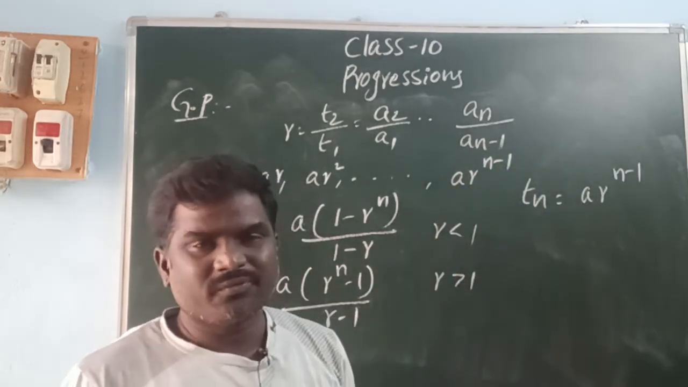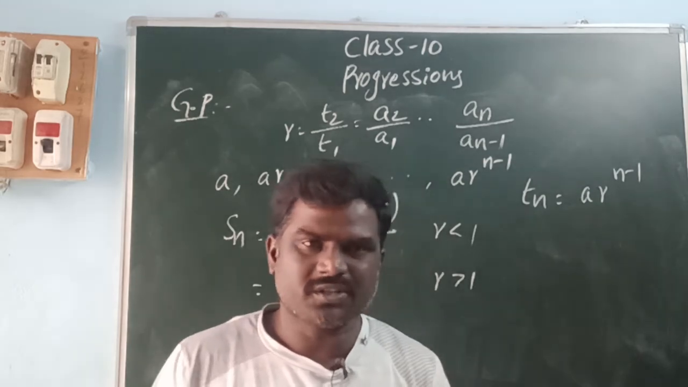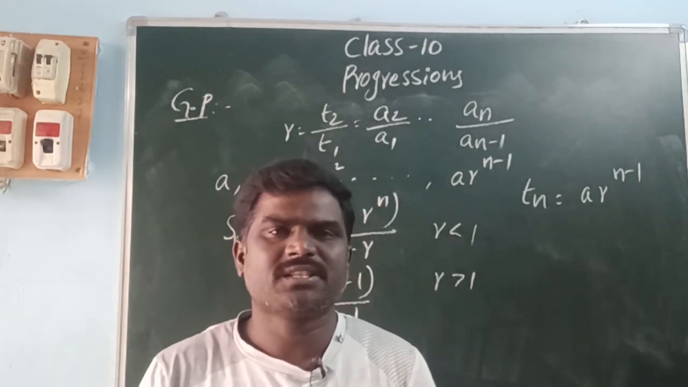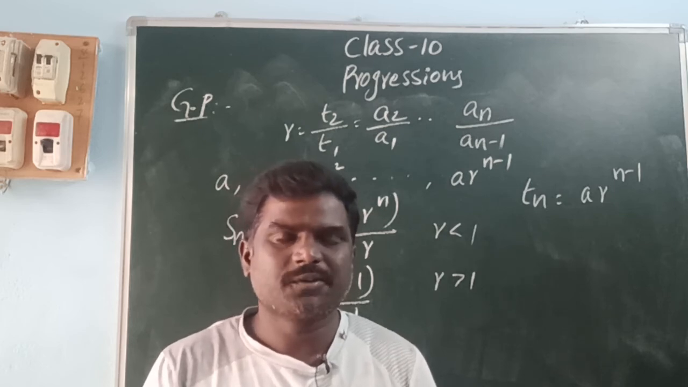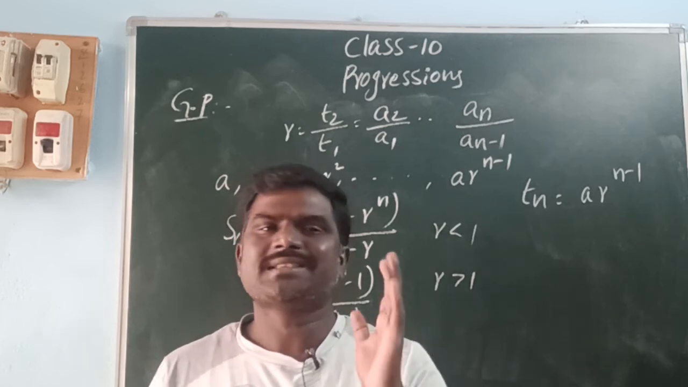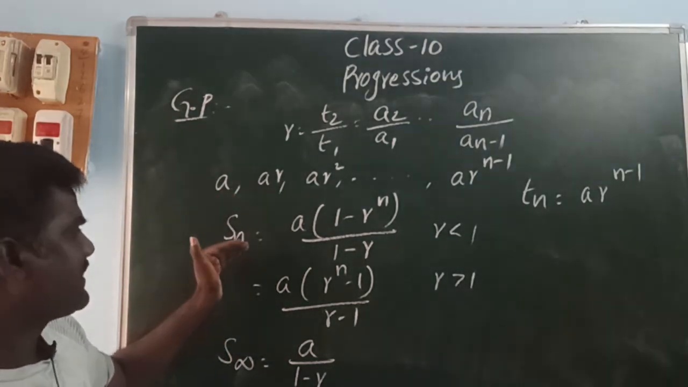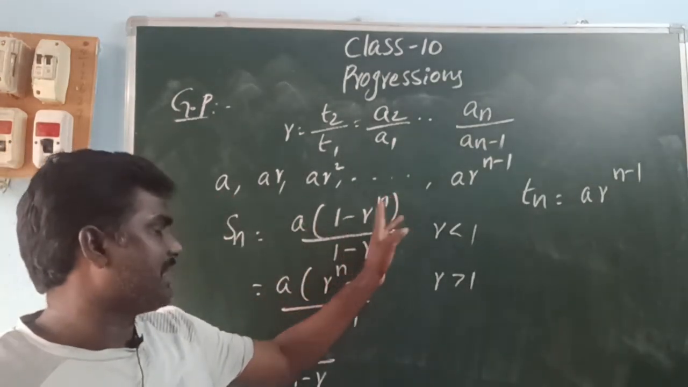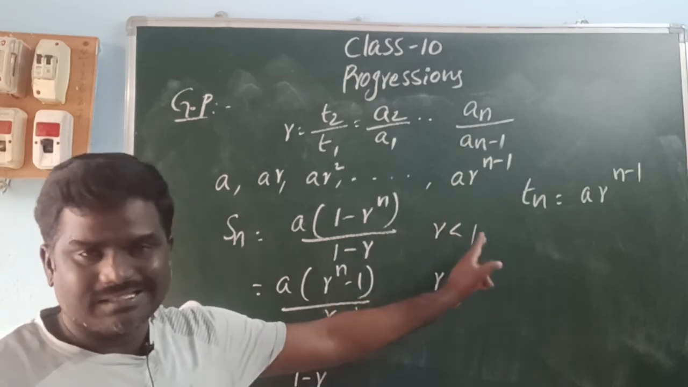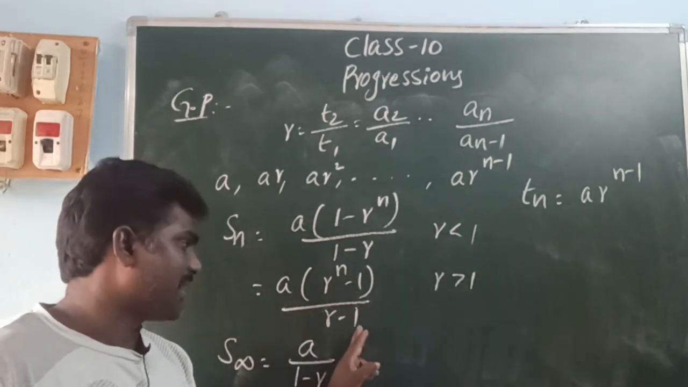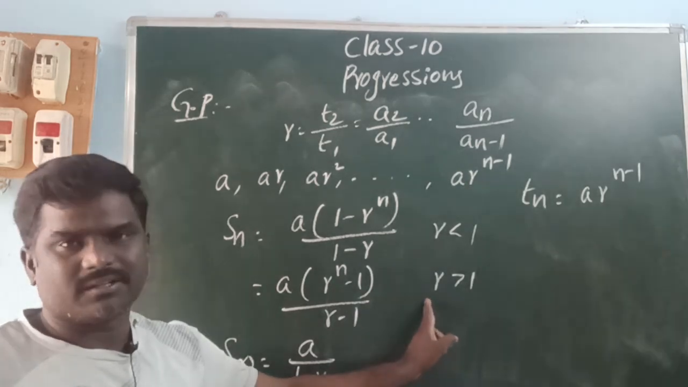So the sum of n terms in AP, arithmetic progression, is Sn is equal to n by 2 of 2a plus n minus 1 into d, or Sn is equal to n by 2 of first term plus last term. The sum of n terms in a GP is Sn is equal to a of 1 minus r power n by 1 minus r when r is less than 1, and a of r to the power of n minus 1 by r minus 1 when r is greater than 1. R is what? Common ratio.